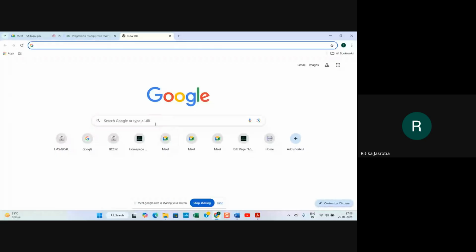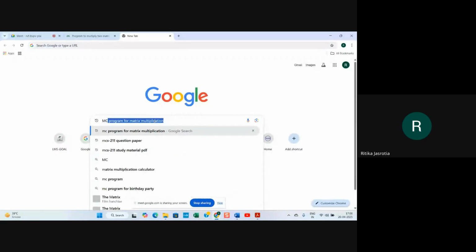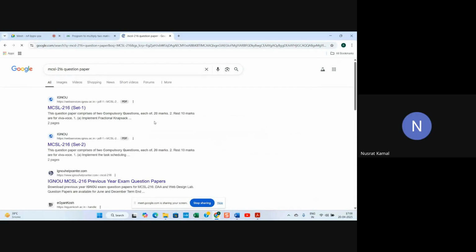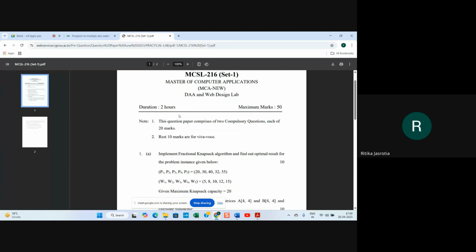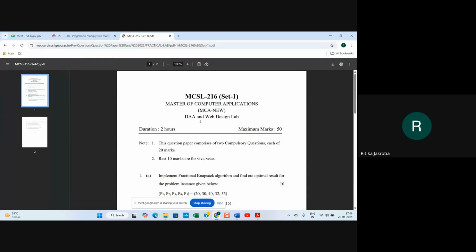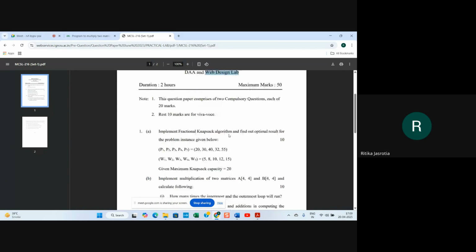और क्वेश्चन पेपर में क्वेश्चन दिया होगा. अब जैसे कि फॉर एग्जांपल आपके 2 प्रैक्टिकल पेपर्स हैं, एक है MCSL 216 और MCSL 217. तो ऐसा क्वेश्चन पेपर होगा. देखो MCSL 216 सेट 1 ऐसा पेपर आएगा. द क्वेश्चन पेपर कंप्राइजिंग ऑफ 2 कंपल्सरी क्वेश्चन ईच ऑफ 20 मार्क्स. तो ये जो आपका 216 है ना, इसके 2 पार्ट हैं. एक है डिजाइन एंड एनालिसिस ऑफ एल्गोरिथम और दूसरा पार्ट है वेब डिजाइन लैब, ठीक है?